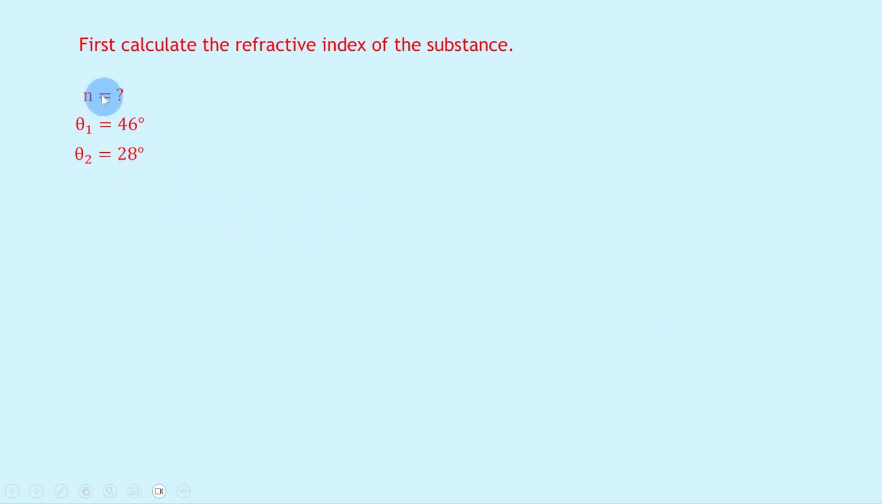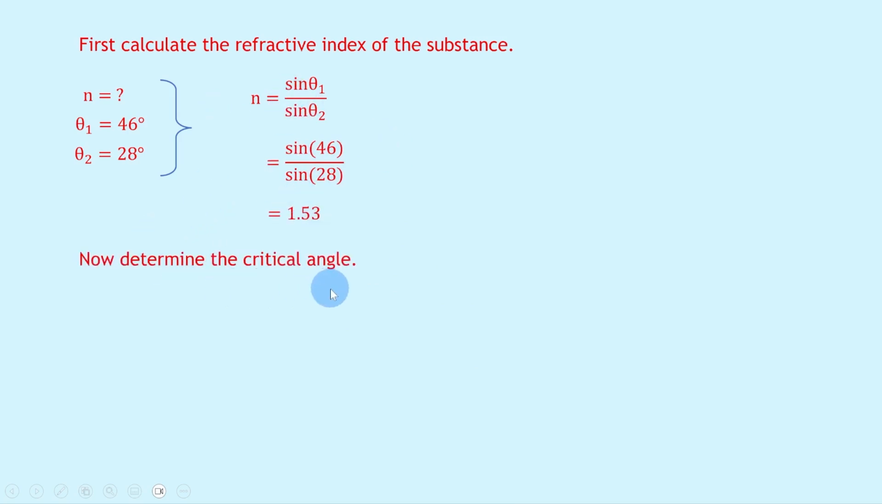So writing down our equation relating these, we have n equals sin theta 1 over sin theta 2, substituting in the numbers gives sin 46 over sin 28, and putting that into your calculator should give you an answer of 1.53. And now that we have a value for n, we can determine the critical angle.